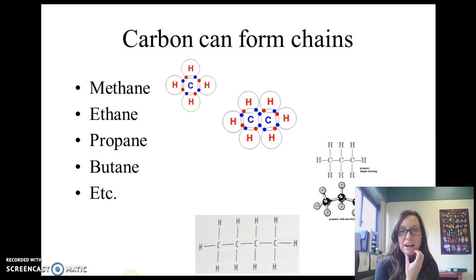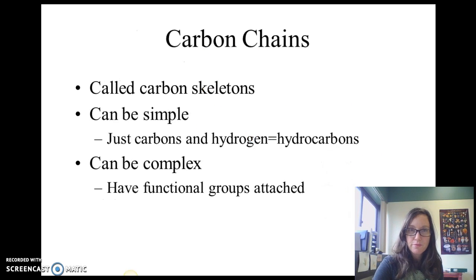These molecules are called hydrocarbons and have a lot of energy to them. Methane, ethane, propane, butane are all used for fuel. Butane's found in lighters, propane in your gas grills. Methane and ethane are used in natural gas to heat homes. So these carbon skeletons can be very simple with just carbon and hydrogen. Those are called the hydrocarbons.